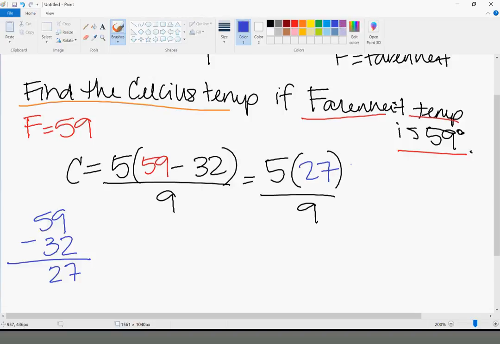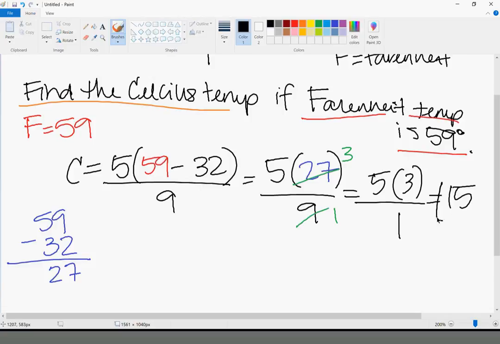So we could multiply 5 times 27, or we could even look at how we can reduce something. So 27 and 9 have common factors. 27 can be divided by 9. 9 goes into 27 3 times, because 3 times 9 is 27. And 9 goes into 9 1 time. So look how much simpler we made this. That's going to be 5 times 3 over 1.